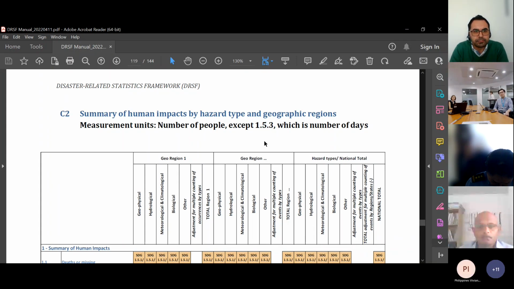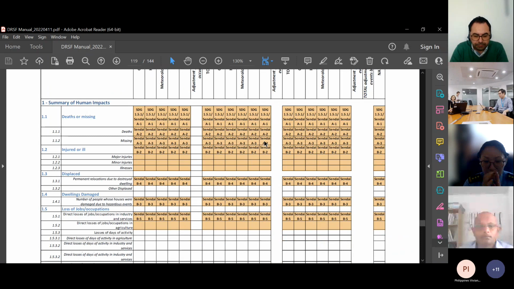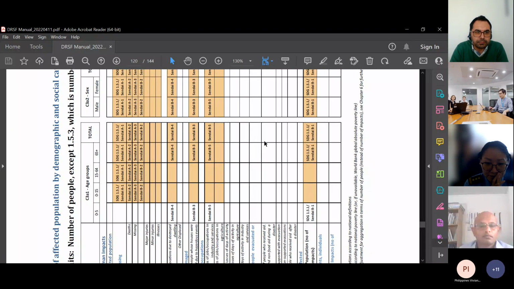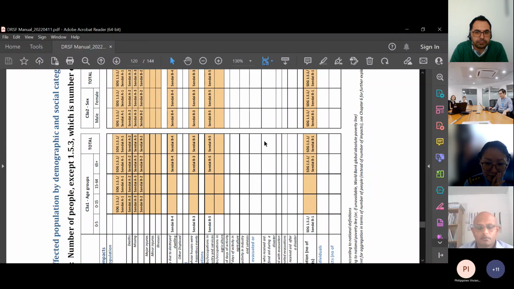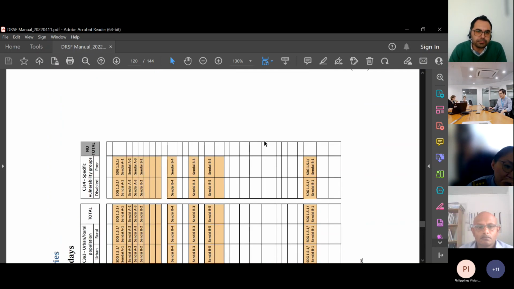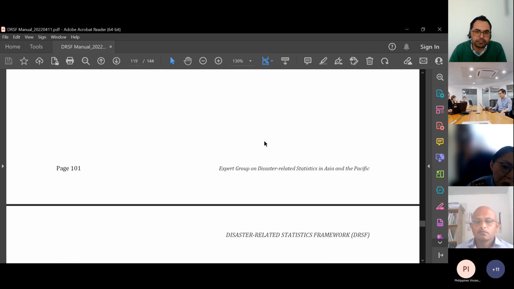We're talking about table C2, where we can disaggregate human impact statistics by type of hazard and geographical region, and table C3, with the same information but disaggregated by group of impacted subpopulations: by age group or sex, urban or rural division, and other specific vulnerability groups.